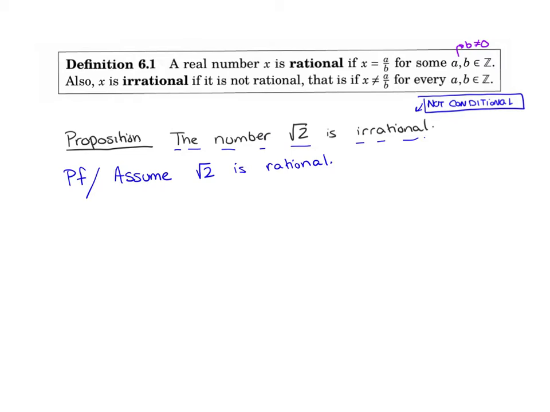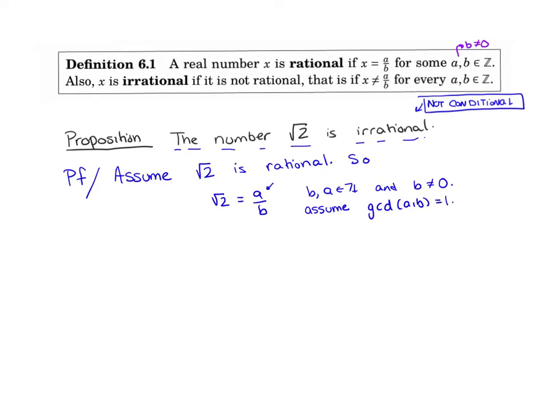Okay, assume it's rational. What does it mean that it's rational? We know that it can be written as some a over b, where a and b are in Z, and b is not equal to 0. Now I'm going to do one extra step here, and that is I'm going to assume that my fraction is in lowest terms. So assume that there's no common factors between a and b, so the GCD of a and b is 1.